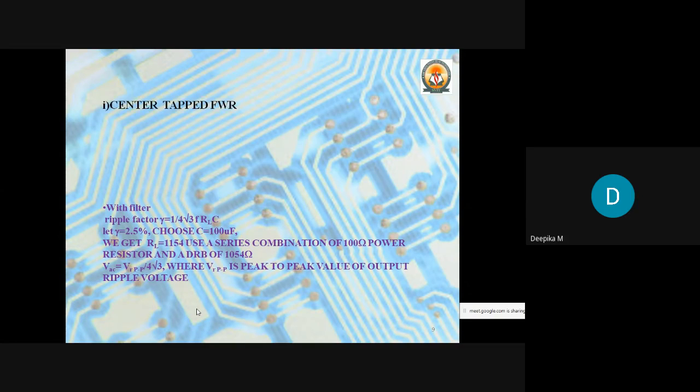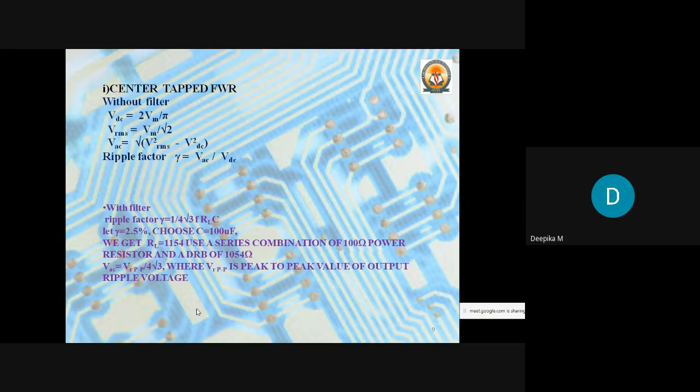we can also do the same procedure for the bridge rectifier. So coming to the center tap transformer, without filter, the VDC voltage is 2 Vm by pi, and the VRMS voltage formula is Vm by root 2. That means in this experiment, you have to measure only the Vm. Okay. If you measure Vm, you can calculate all these parameters. That is, VDC can be calculated, VRMS can be calculated, and VAC can also be calculated, that is square root of V square RMS minus V square DC.